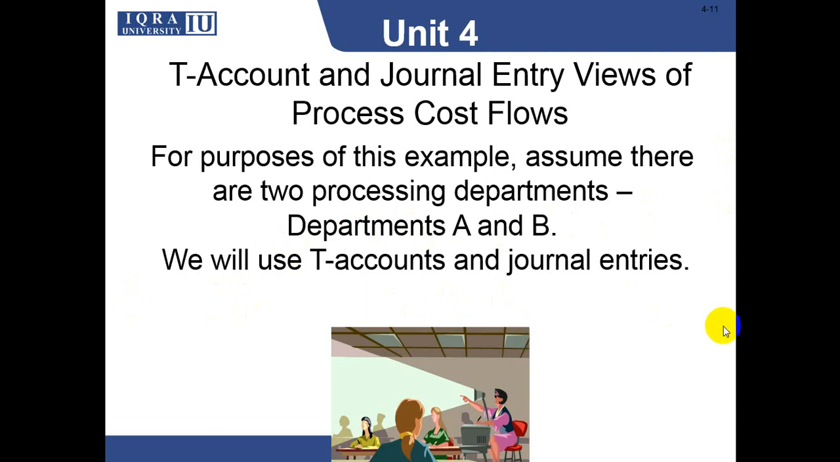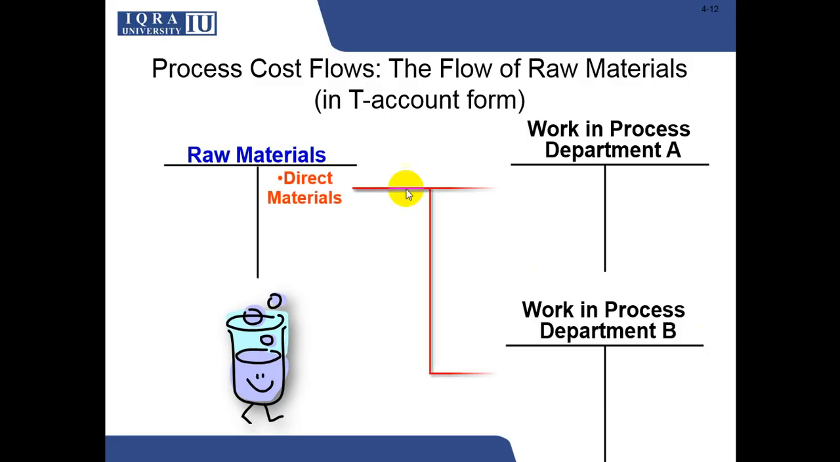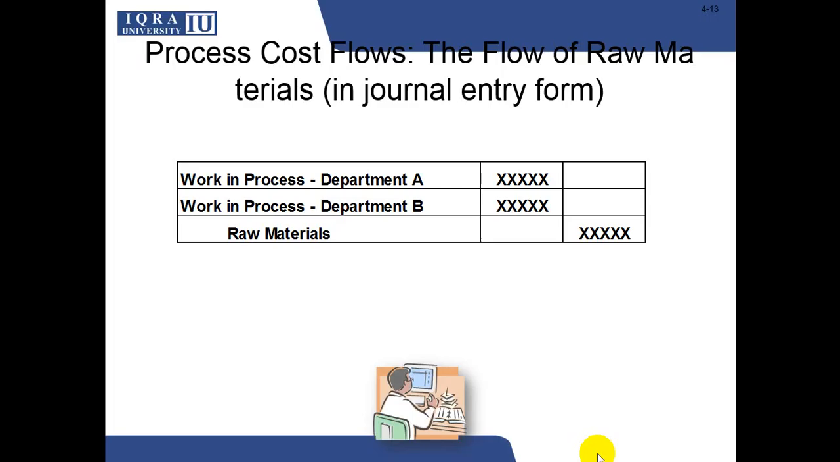Okay. Next is the process cost flow, the flow of raw material in T account. So this is the direct material and we have two departments, right? So direct material is incurred in this department and direct material is incurred in this department, in Department A and in Department B. Next is how to record the flow of raw material in process costing.